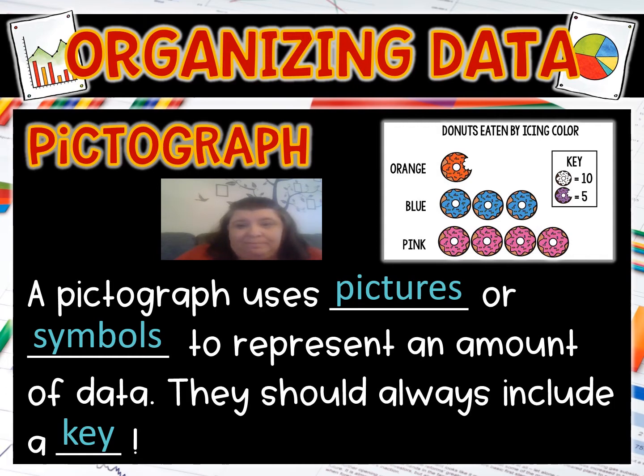So we have pink ones, we have 10, 20, 30, 40 donuts eaten. Blue ones, 10, 20, 30 eaten. And then orange ones, well, only 5. But that's just a good way to represent data.